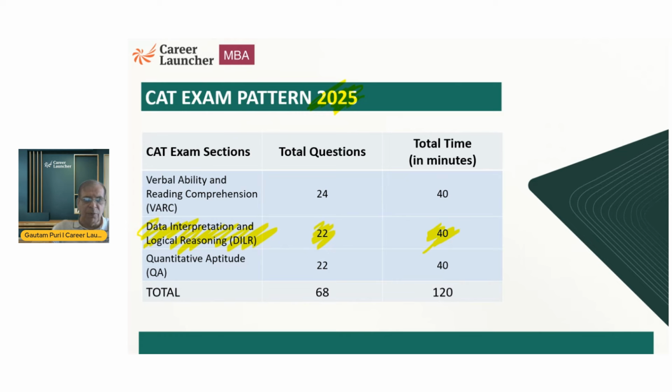For the last 5 years, since CAT 2020, it has been 40 minutes per section. And in DILR, the number of questions has varied from 20 to 24. In 2020 it was 24 questions, but last year it was 22 questions, and it was 20 questions in the middle years also. So the number of questions has varied. The time has remained the same, and hence we need to be clear about how to handle this particular section. Okay, so let's go forward.